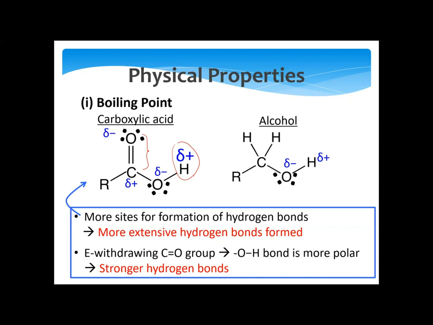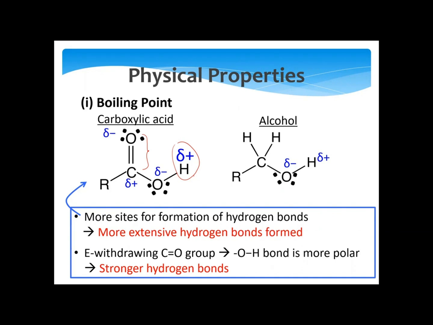So comparing boiling point of carboxylic acid versus alcohol, two main reasons. Carboxylic acids are able to form more extensive hydrogen bonds between molecules as well as stronger hydrogen bonds between the molecules. Then, of course, you can substantiate further and explain why there are more extensive hydrogen bonds as well as stronger hydrogen bonds. So 2 points to remember, and they are boxed up in this slide. And so this is for comparing boiling point of carboxylic acid with alcohols of similar Mr.